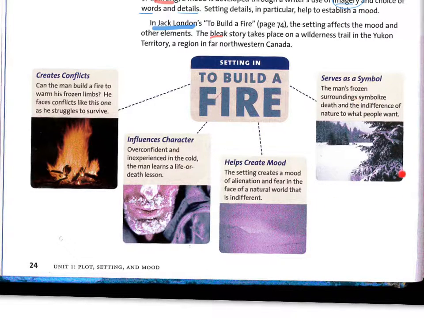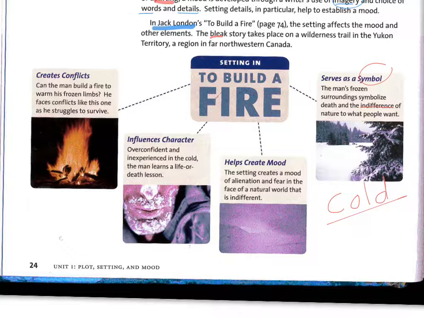Okay, we see this picture of what we're talking about, the setting. Let's go here first. Man's frozen surroundings symbolize death and the indifference of nature to what people want. So there is the word, yes, it's cold, but nature can also be cold, as in nature doesn't care if you die in it. Sorry, I'm going to freeze to death. Not my problem, I'm nature. Okay, so it's a symbol of indifference, not caring.